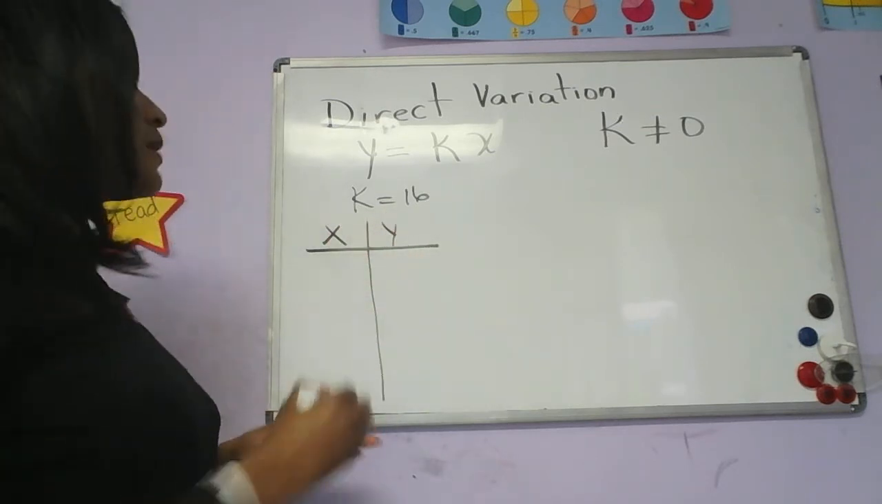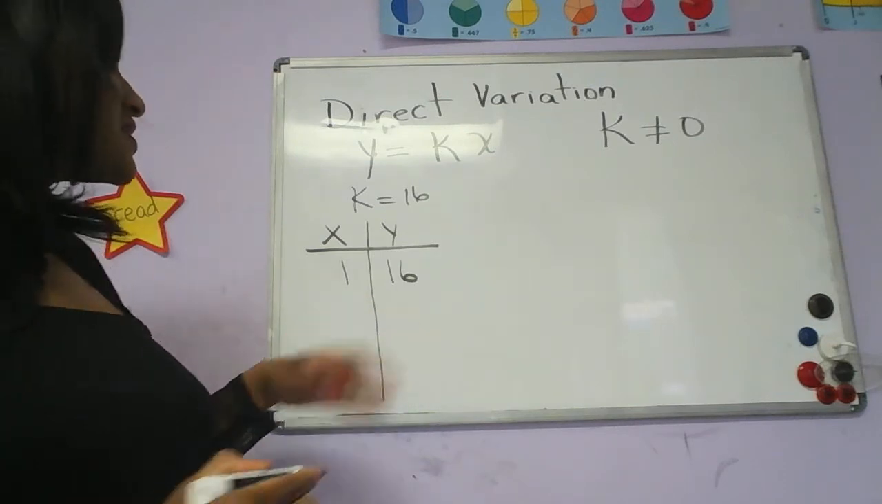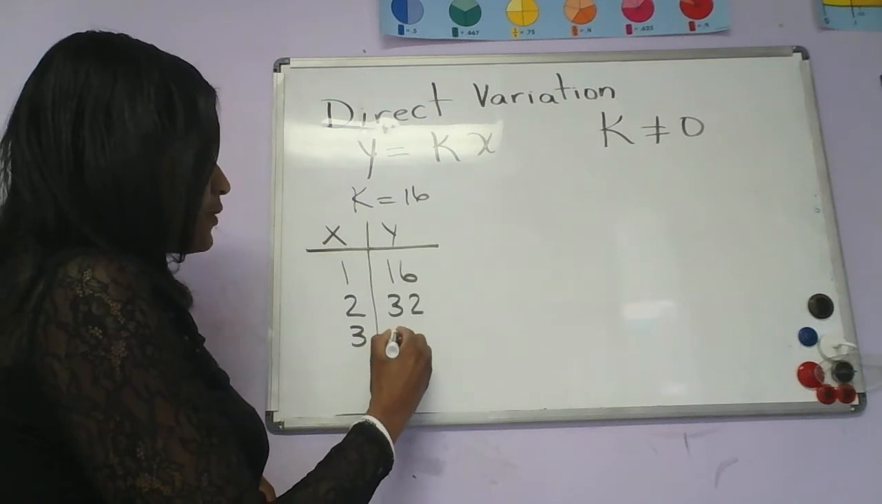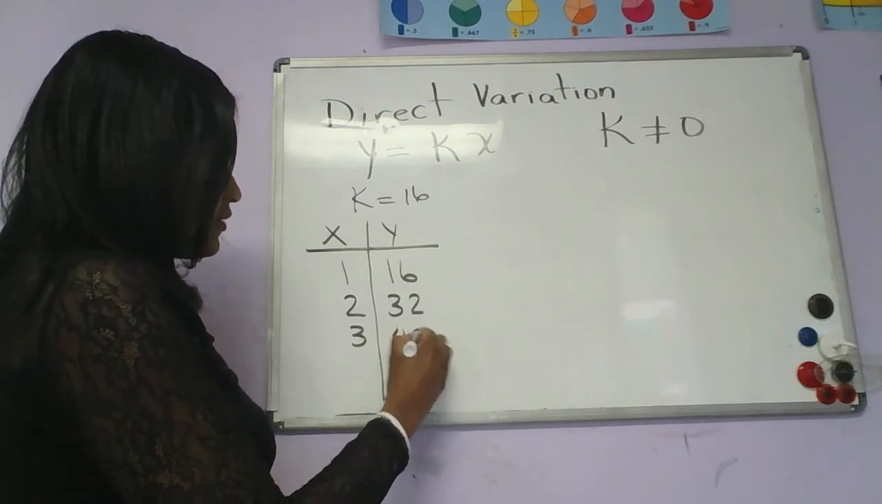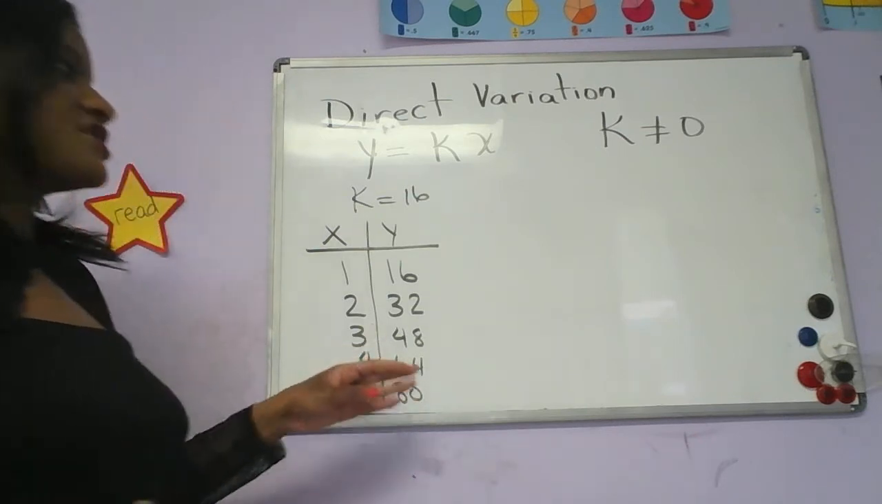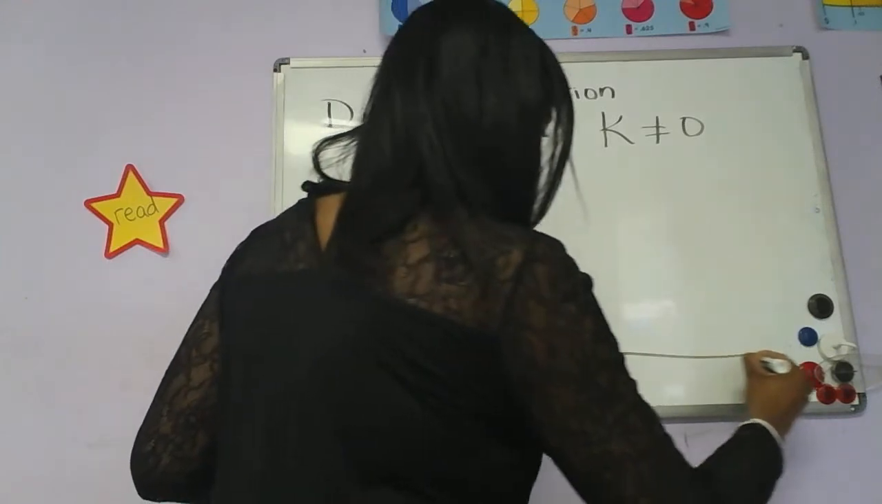So that means when Sam works 1 hour, we just found out that he's going to make $16. When he works 2 hours, he makes 32. When he works 3 hours, he makes 48. When he works 4 hours, he makes 64. And this is what we started with. When he works 5 hours, he's going to make $80. We can create a graph based on this.